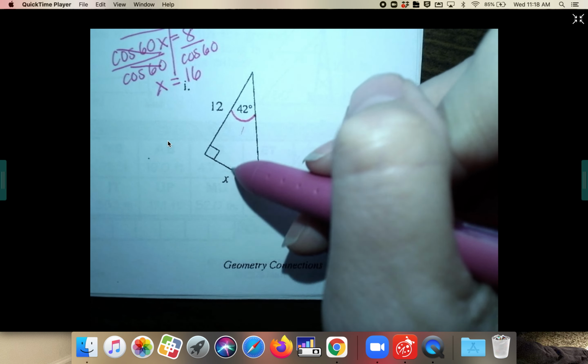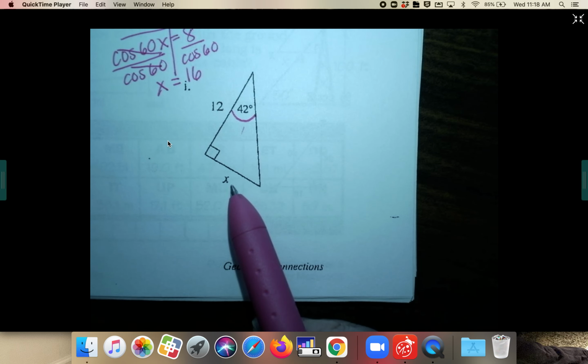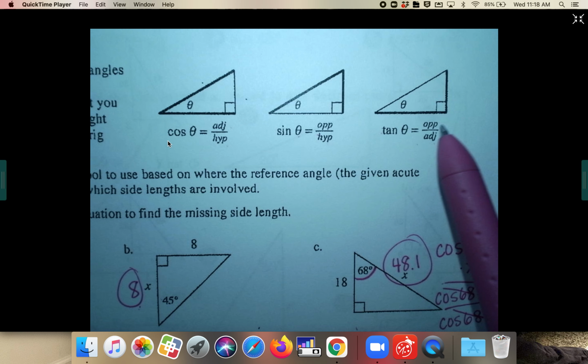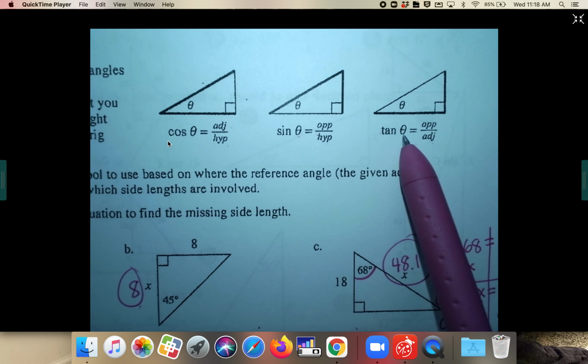We have the angle that's 42 degrees. We have opposite is x, and adjacent is 12. So I'm looking for opposite and adjacent. Here we go. So we're going to use the tangent this time. So the tangent of our angle.